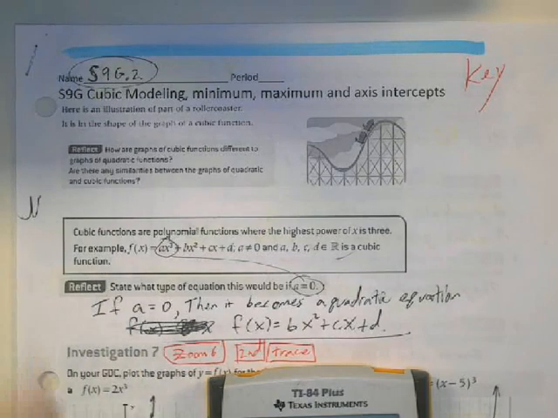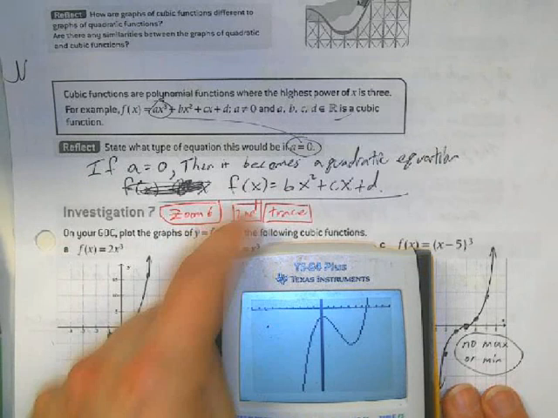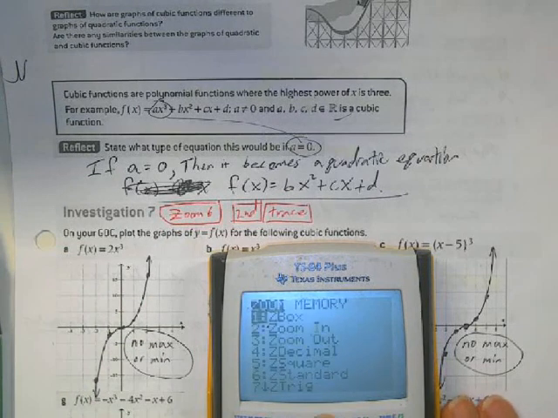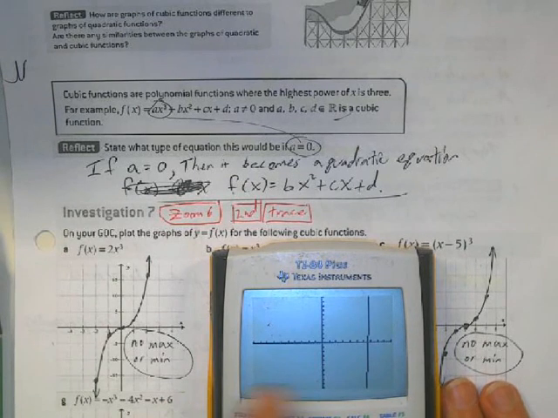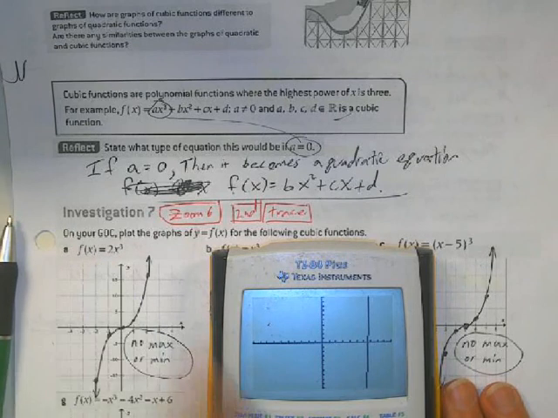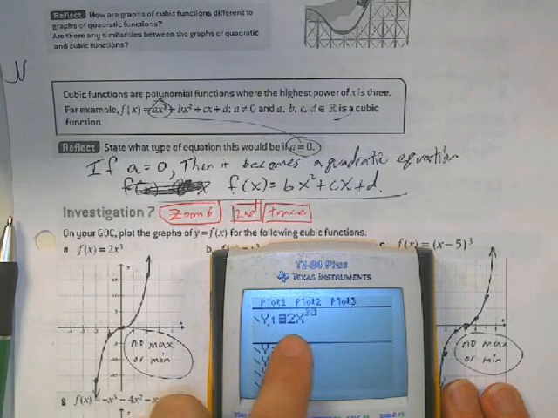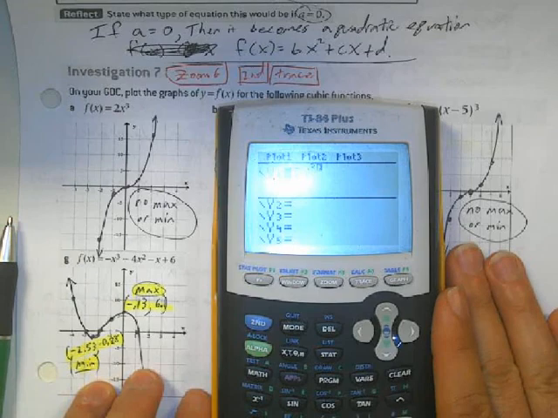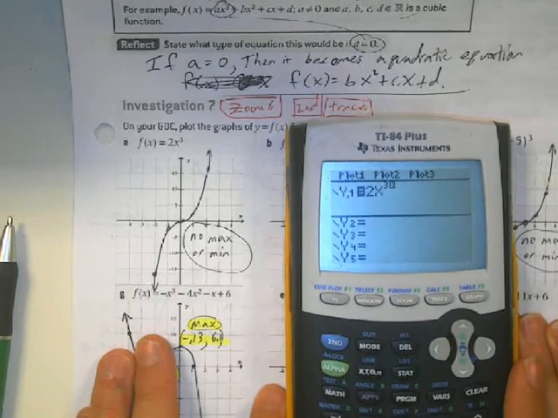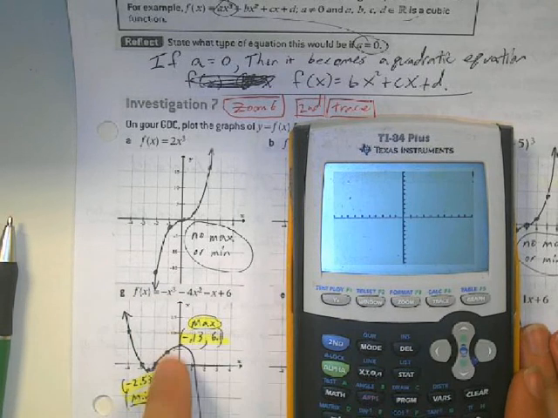Just to do this first one here, if I hit zoom 6, that gets me a standard 10 by 10 window. That's often really good to start off with. So let's just type in this first equation. I'm going to hit y equals, clear this other equation, and type in 2x caret cubed, 2x cubed. Okay, if I hit graph, then you'll see that it looks like this.